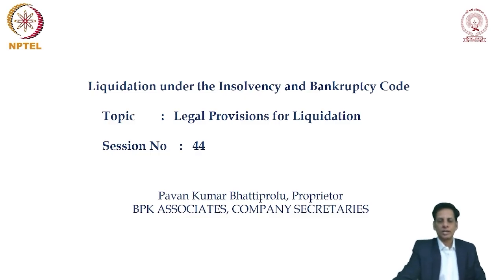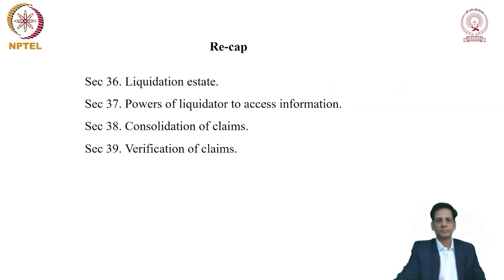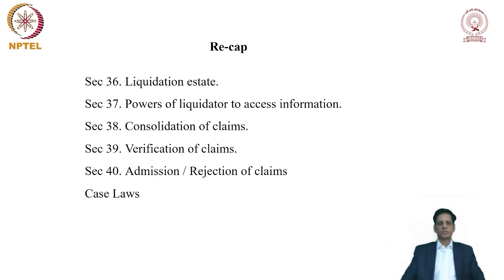Let's quickly recap what we have done in the previous session. In the previous session, we covered five sections spanning section 36 to 40, where liquidation estate, what are the inclusions and exclusions were discussed under section 36. Powers of the liquidator to access the information was discussed under section 37. Consolidation and making of claims was discussed under section 38, verification under 39, and admission, rejection of claims under section 40. This is what we've discussed yesterday.